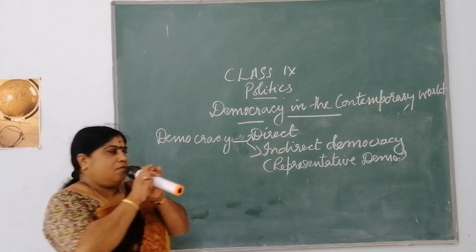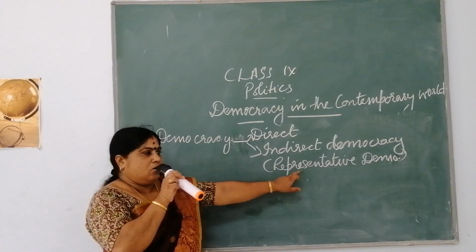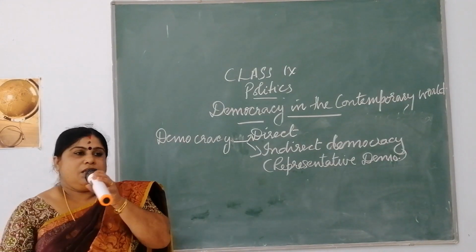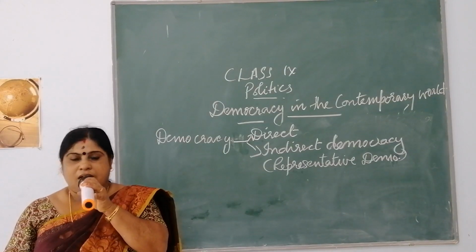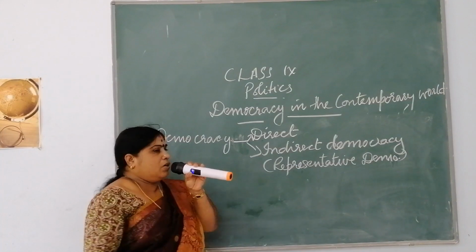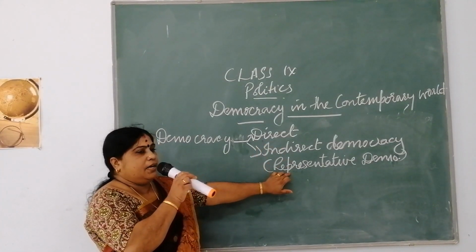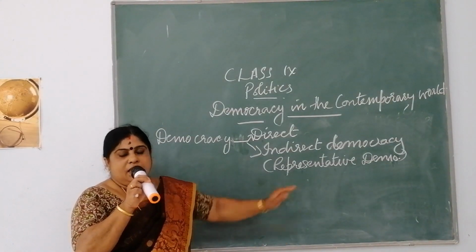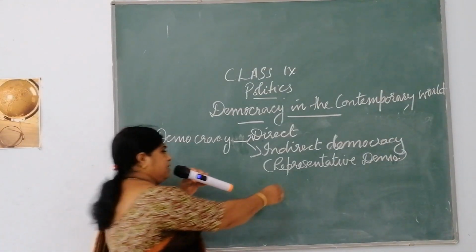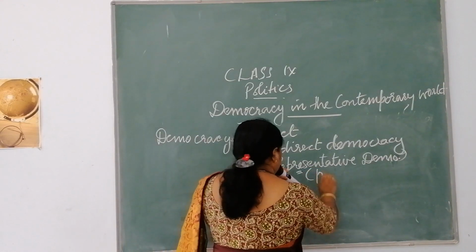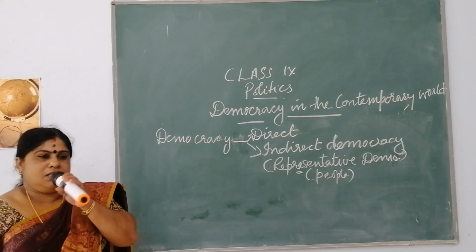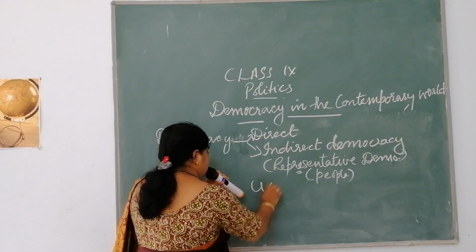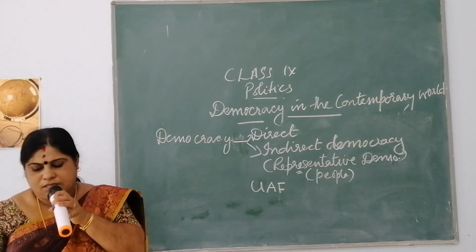Now next is indirect democracy, which you also call representative democracy. The meaning is known from the term itself. It means that the administration of the government is run by people's representatives. In direct democracy, people directly participated, but in indirect or representative democracy, the representatives help in the administration process. Each and every representative is elected by the people, and thereby these representatives are accountable to the people also. They are elected through a system called UAF, Universal Adult Franchise.